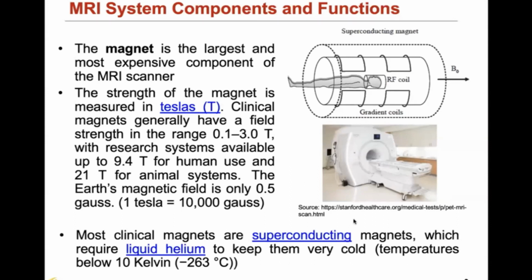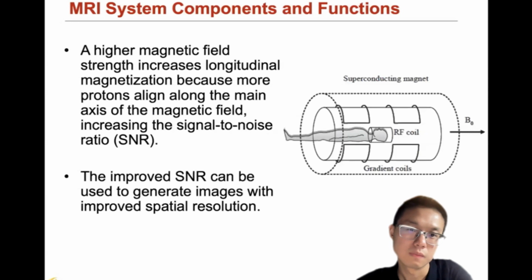Most of the clinical magnets are superconducting magnets, which require liquid helium to keep them very cool. That's why the MRI machine is very large and bulky, with all these cooling systems to keep the superconducting magnets cool all the time. A higher magnetic field strength increases the longitudinal magnetization because more protons align along the main axis of the magnetic field, so it will increase the signal to noise ratio.